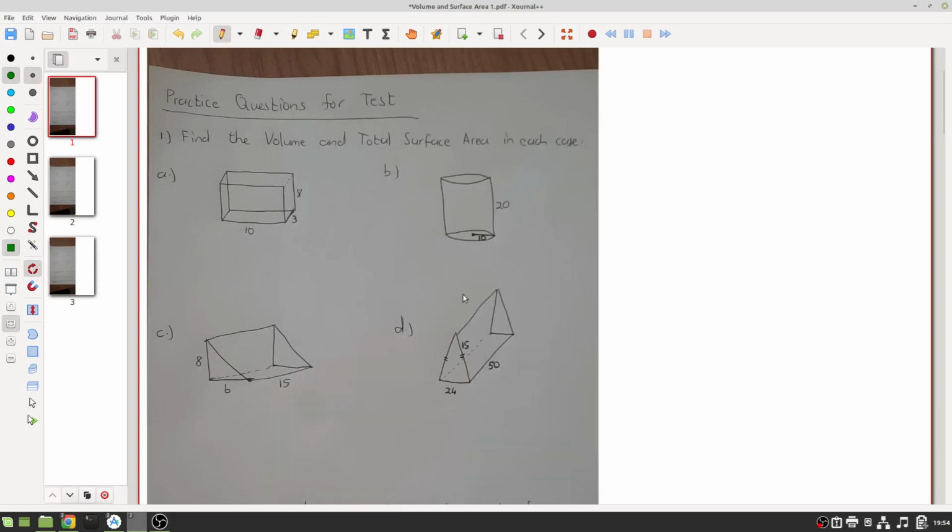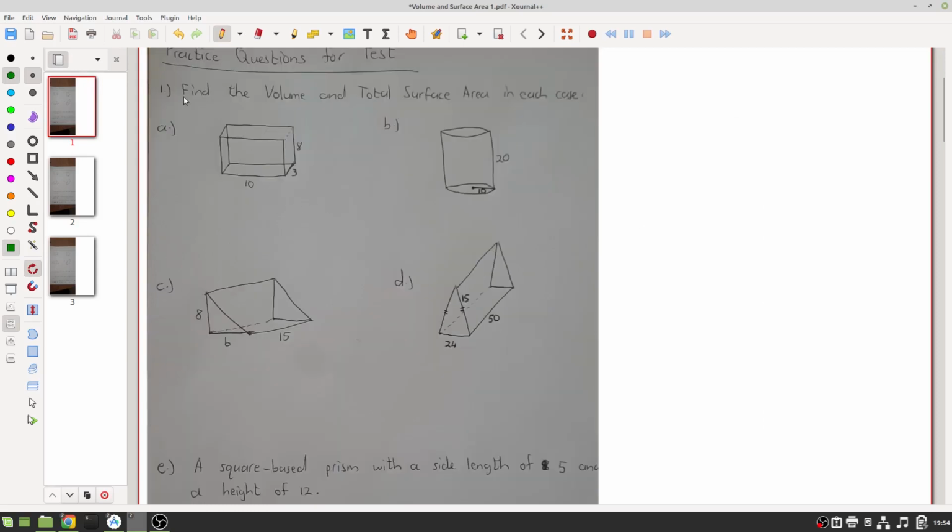Alright, so we'll be looking at the volume and surface area practice questions. So first up, we'll look at question 1. Find the volume and total surface area in each case. So in these questions, we get given all the information we need, and we just have to find the volume and the surface area. Okay, so let's start with question A.